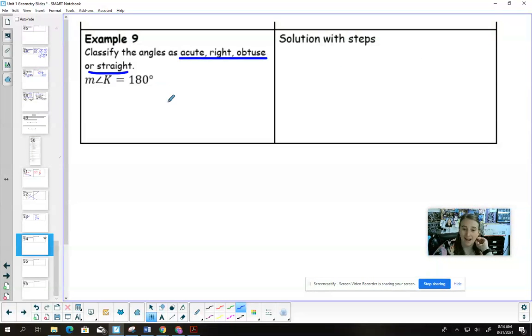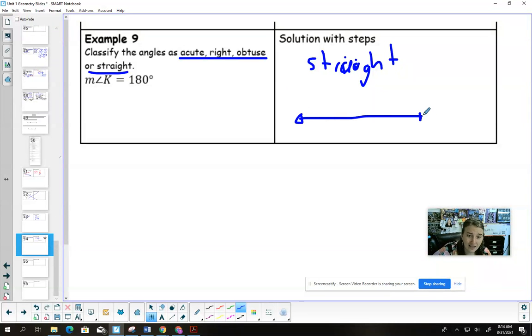The measure of angle K is 180. Look back to your vocab if you need to and see which one this falls into: acute, right, obtuse, or straight. What do we think this falls into? This is going to be what we call a straight angle. That's because 180 degrees opens up to a completely straight line. A straight line really is an angle. If you see this little half sun right here, that means that's 180 degrees. If it's totally flat like that, it opens up to 180 degrees.